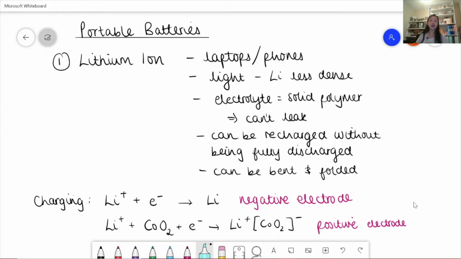So these two are equations that you have to know for the exam. So it's best just to memorize them. So at the negative electrode, we have the lithium plus ion being reduced to lithium. And then at the positive electrode, we have the lithium plus ion combining with the cobalt oxide and an electron to form the lithium plus cobalt oxide minus ion. However, these lithium ions can be quite dangerous because lithium is explosive with water.